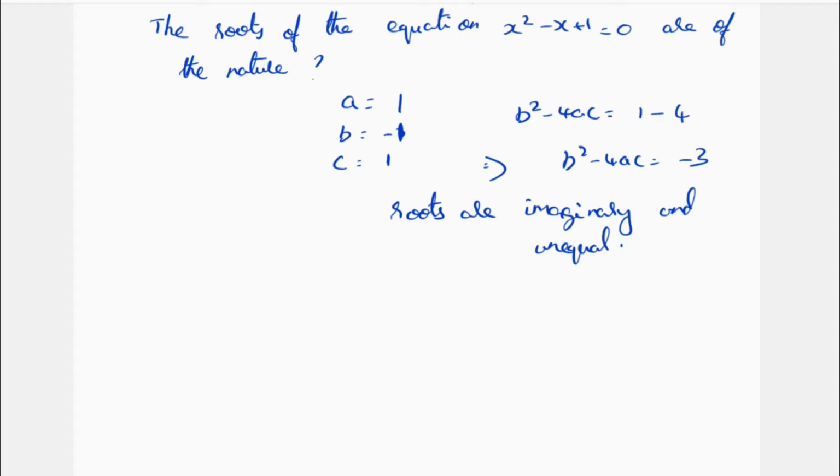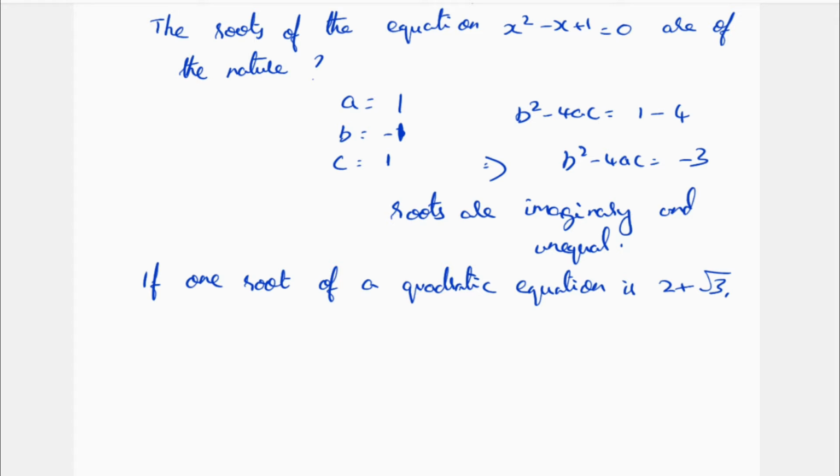Now going to the next question. Okay, the next question that is given is: if one root of a quadratic equation is 2 plus root 3, okay, one root of the equation is 2 plus root 3, what is the equation? May seem like a tough problem, but it's actually quite simple.